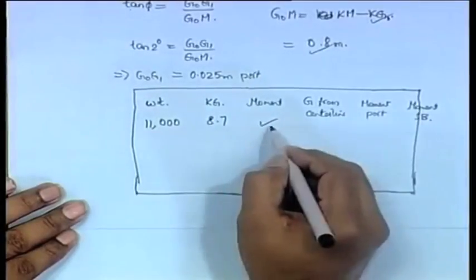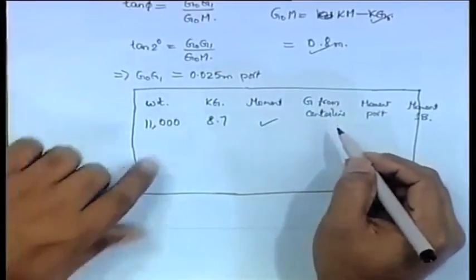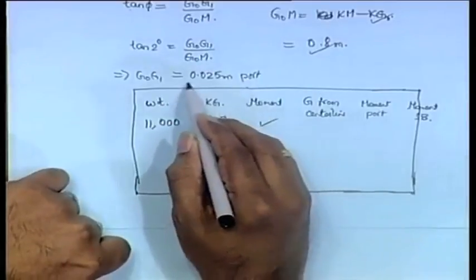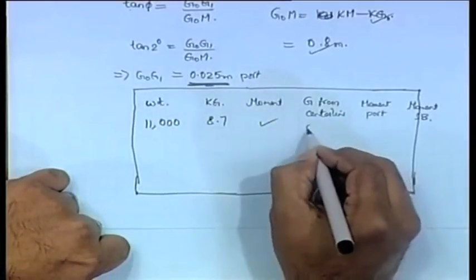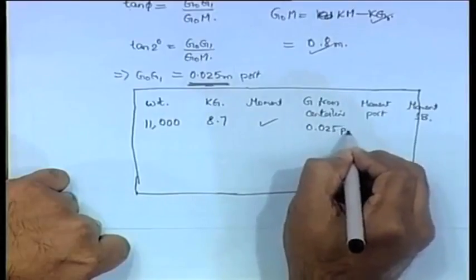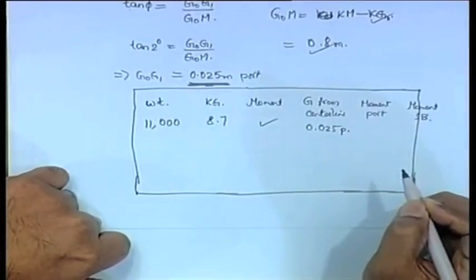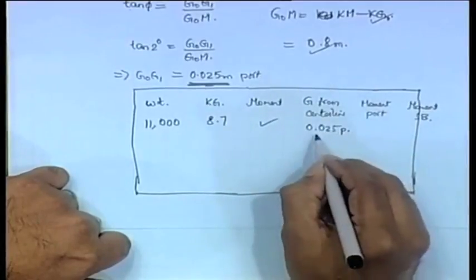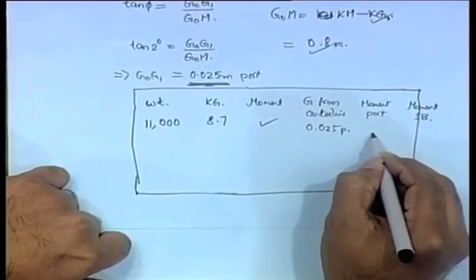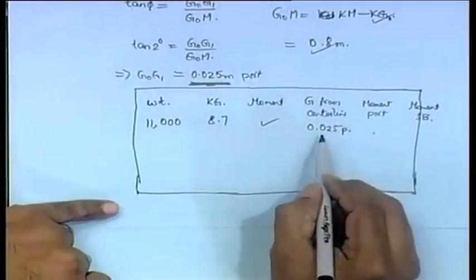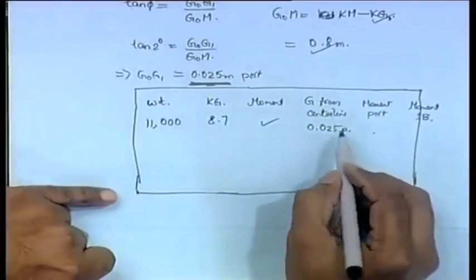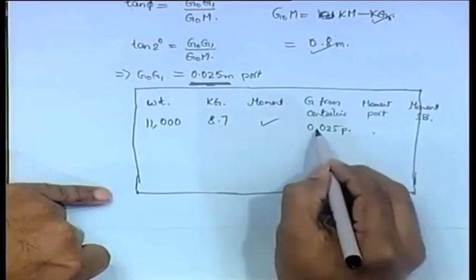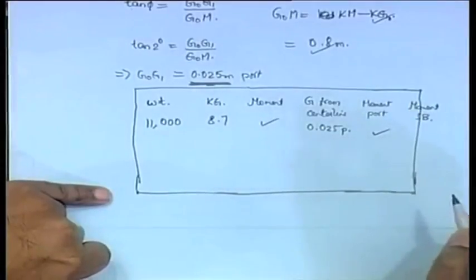There is no need to do it here, you do the moment. Right now we have calculated the position of this G from the center line, this distance. So you write here 0.025 to the port side. I will write it P. Because it is to the port side, this moment is to the port side. This moment is the moment causing it to incline in the port direction. It is given by the weight into this distance. That will give you the moment here.